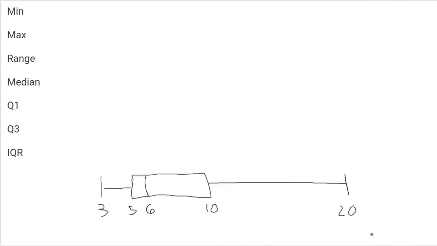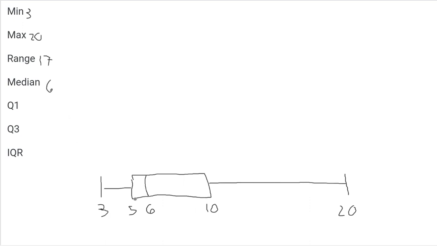So they gave us a box and whiskers, and then they're going to ask us these questions. The minimum number we see is 3. The maximum number we see is 20. The range is the max subtract the min, or 17. The median is this middle number, or 6.